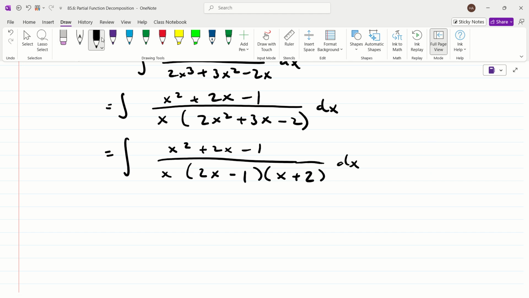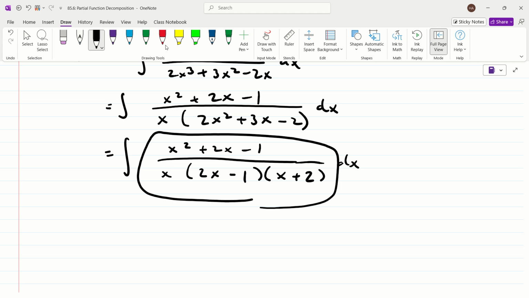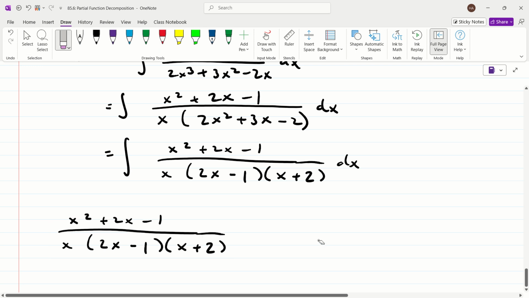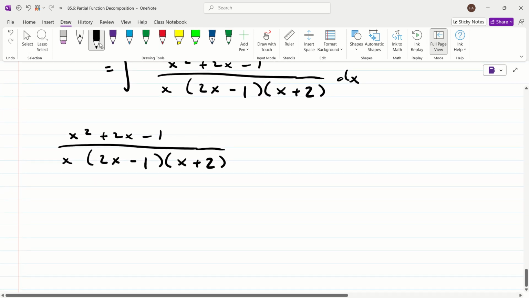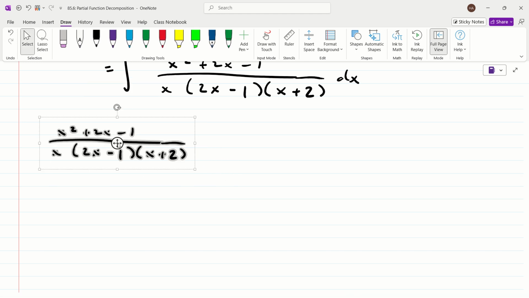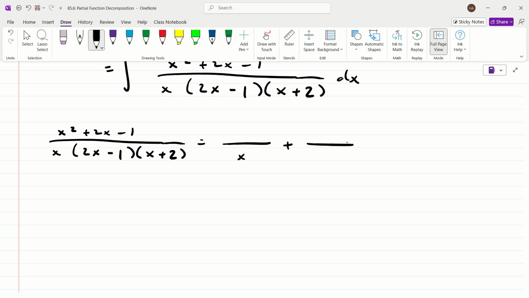But we have our expression where the denominator is made up of a product of a bunch of linear terms. So this guy is a candidate for partial fraction decomposition. So if I was able to use partial fraction decomposition for this term, I would be able to break it up into 3 elements. One with an x on the bottom, one with a 2x minus 1 on the bottom, and then one with an x plus 2 on the bottom. Above these guys, you would have constants a, b, and c.